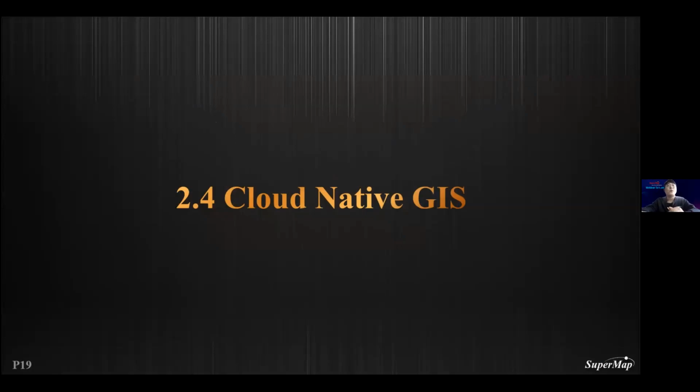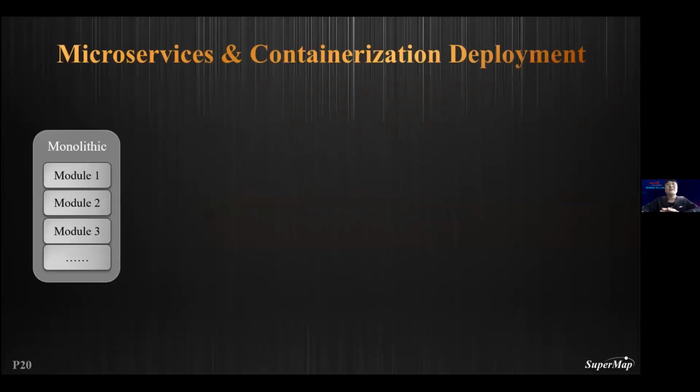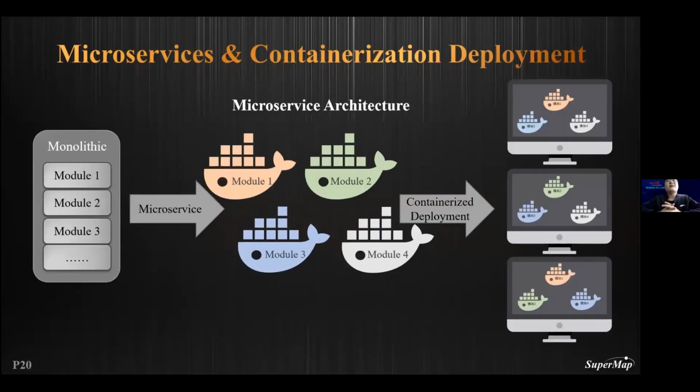Okay, and 2.4 is about the cloud native GIS. The cloud native GIS is kind of the advanced version of cloud GIS. Cloud GIS is very easy to understand, which is we can use the server software to publish our spatial data and GIS capability to web as the services.